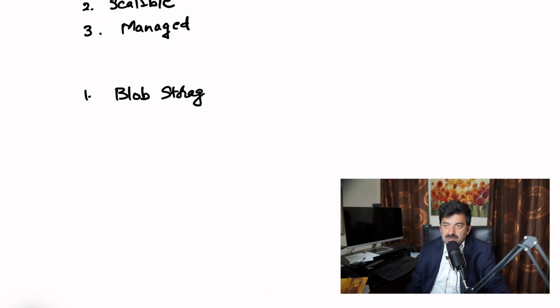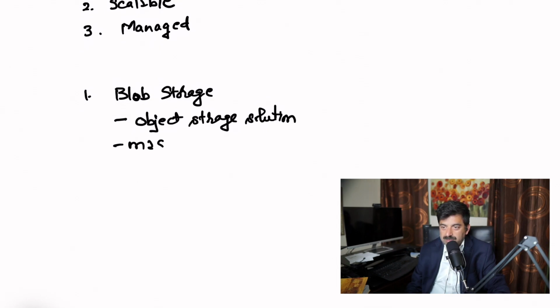So let's discuss first blob storage. It is object storage solution. You can store huge volume of data. It could be videos, it could be files, it could be other text data. Blob allows you to store massive amount of data because all the videos and these files could be huge amount.